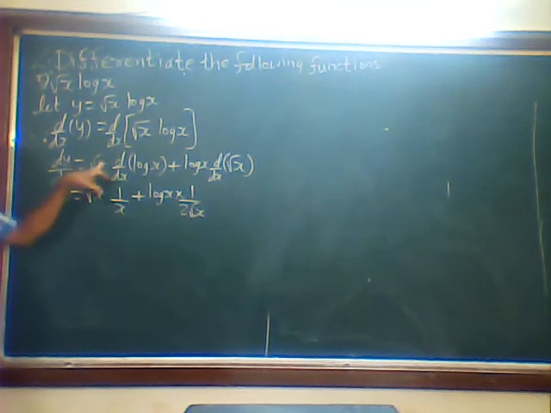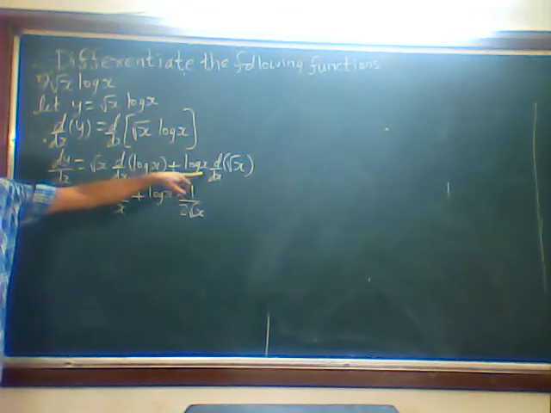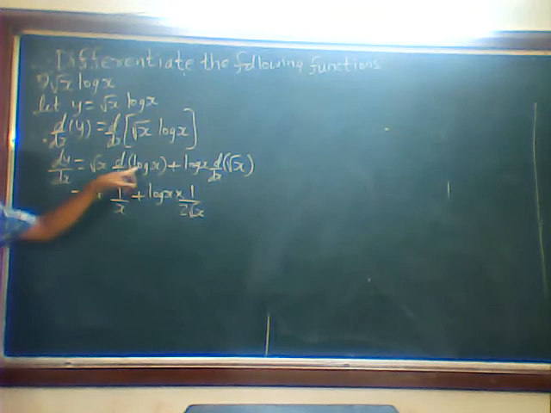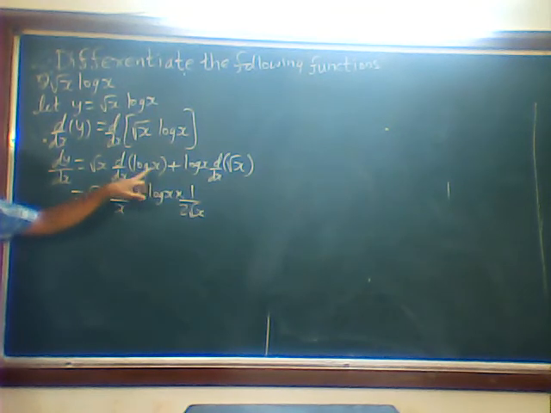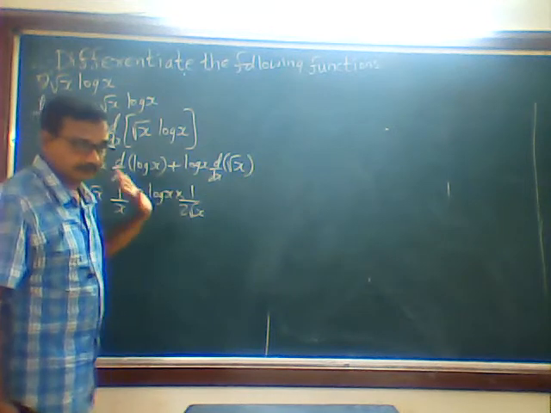So again here, first term as it is differentiation of second term plus second term as it is differentiation of first term. You have to give chance to each one of them. Then root x as it is, d by dx of log x is 1 by x from the formula. Log x as it is, d by dx of root x is 1 upon 2 root x. Okay?